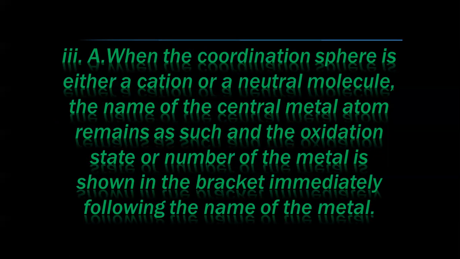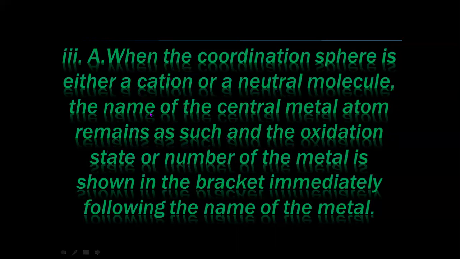Next rule for naming the compound: when the coordination sphere is either a cation or a neutral molecule, the name of the central metal atom remains as such, and the oxidation state or oxidation number or valency of the metal is shown in brackets immediately following the name of the metal. As we know, the coordination sphere may exist either in neutral molecular form, or as a cationic form, or as an anionic form. Here, when it is a neutral molecule or in cationic form, the name of the metal will be as it is. For example, cobalt will be written as cobalt.